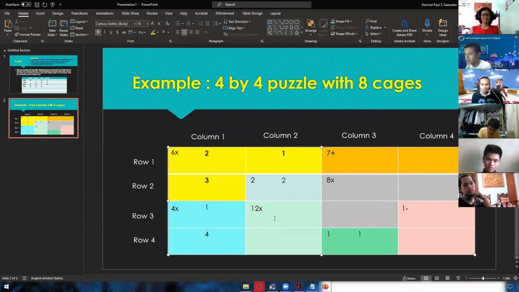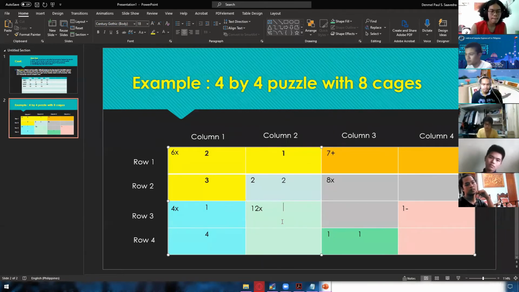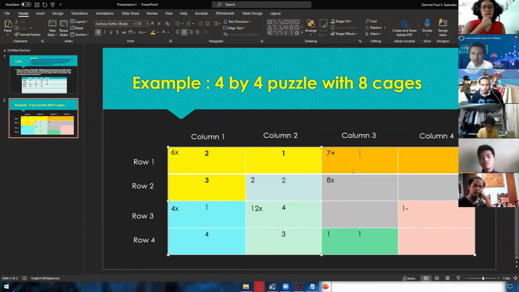And then for this 12x, there's only 2 numbers that we can come up with for 12. It's 3 times 4 or 4 times 3. But since we already have the 4 in here, we have to put 3 in here and then 4 in here. And for the 7 plus, I will just continue this one in part 2, since we don't have enough time anymore.